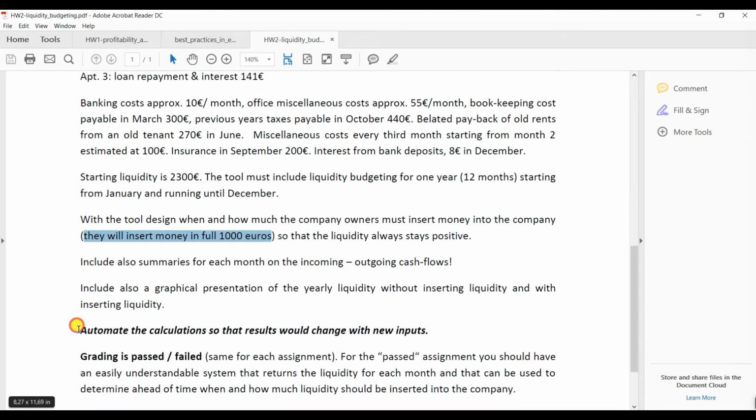And last recommendation, remember to automate your calculations. So if you change inputs, the result would also change. It's very easy to just input manually by yourself how much investment is needed, but your task here is to make it automatically. Good luck.